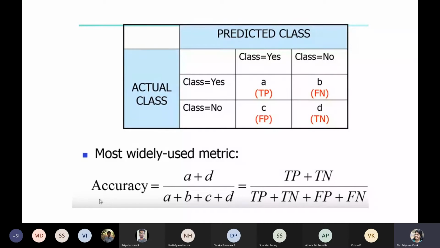And in the numerator, what do we have? True positive and true negative. That means the correct predictions made by the model, out of the total samples. That is our accuracy. Usually we feel accuracy is one good metric, isn't it? Because we are telling how well the model has predicted. But have you read about accuracy not always being correct, or about issues with accuracy? Anyone?